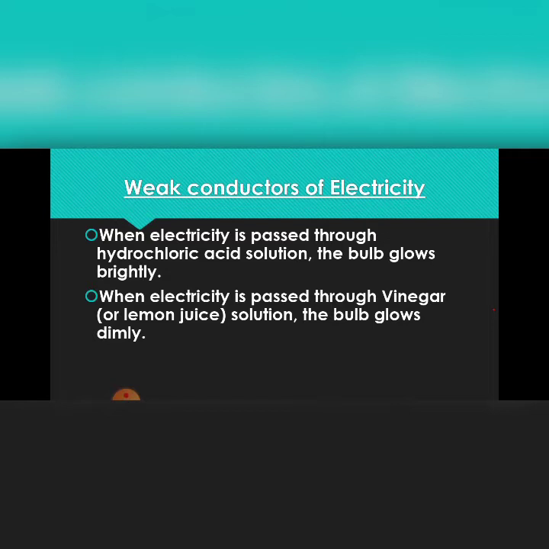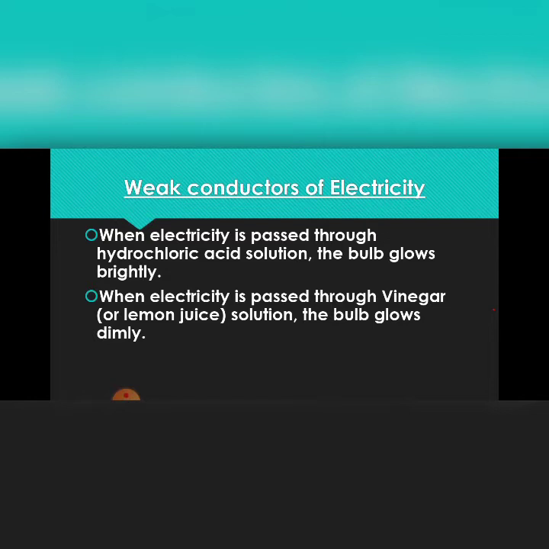We know that there are two types of electrolytes. One is strong electrolyte and another is weak electrolyte. So hydrochloric acid is a strong electrolyte, or a very good conductor of electricity. That's why the bulb glows brightly, even if we use a filament type of bulb, that is a yellow bulb. Ordinarily we call it a yellow bulb or torch bulb.